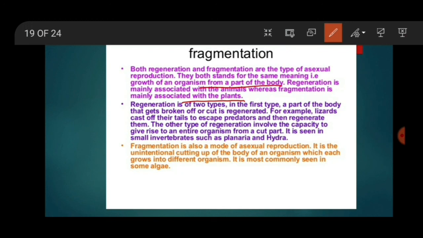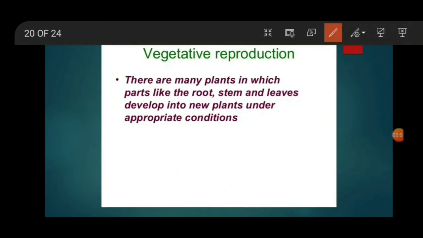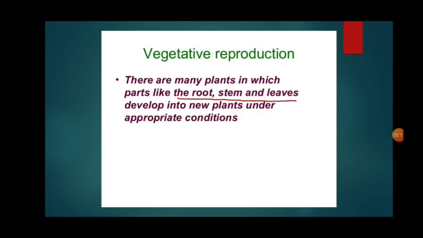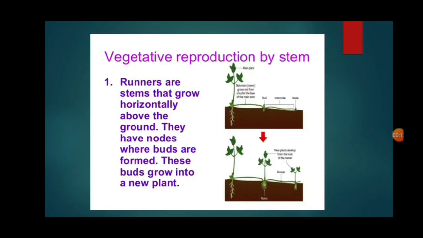Fragmentation is also a mode of asexual reproduction. It is the unintentional cutting up of the body of an organism, which each grows into different organisms. It is most commonly seen in some algae. Next is vegetative reproduction. There are many plants in which parts like roots, stem, and leaves develop into new plants under appropriate conditions. Let us look at them one by one.